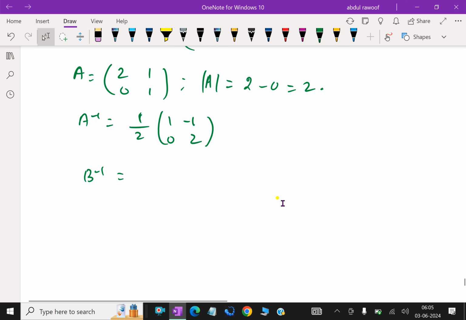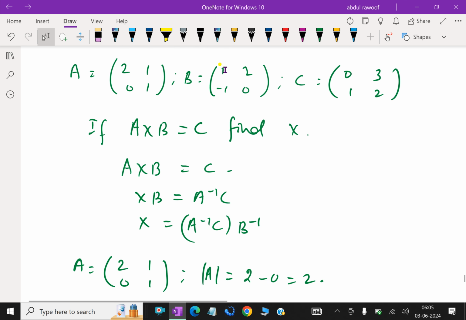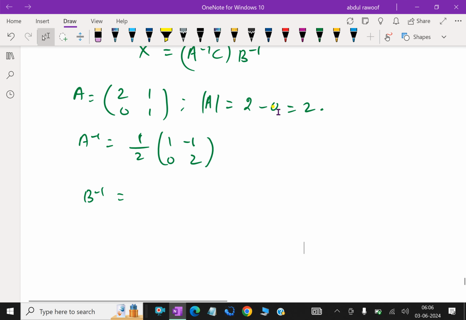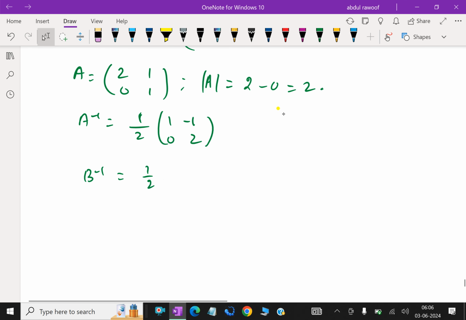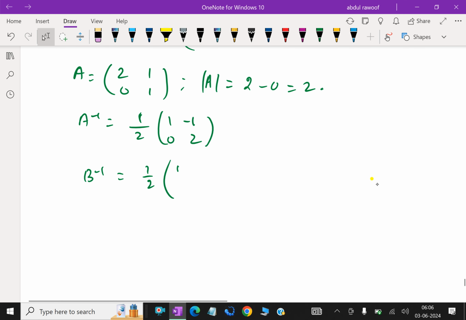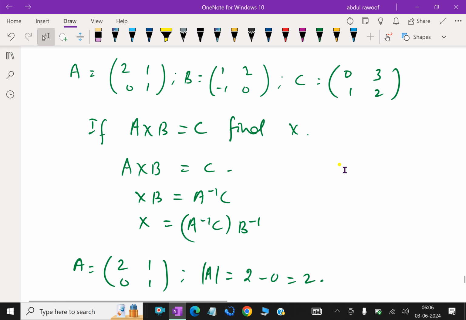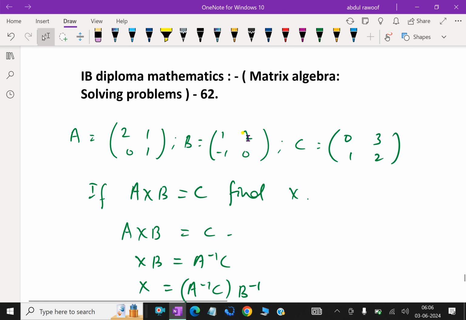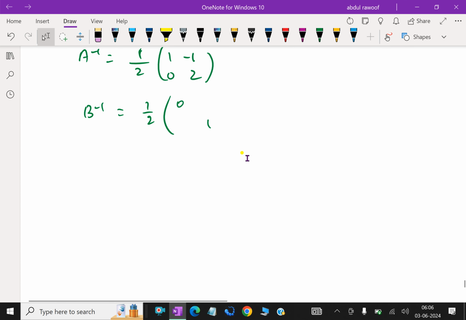Like that, we need B inverse, which is 1 by determinant of B. Here for B, the determinant is 1 into 0 minus minus 2, that is 2, so 1 by 2. Then interchange the principal diagonal, 0 and 1, and change the sign of the second diagonal, minus 2 and 1.